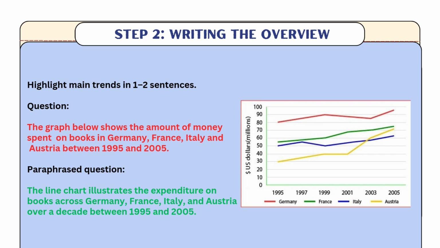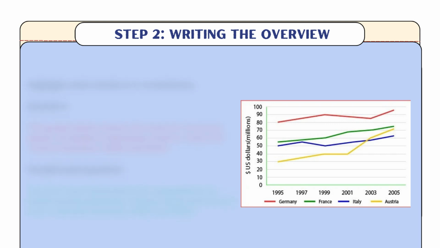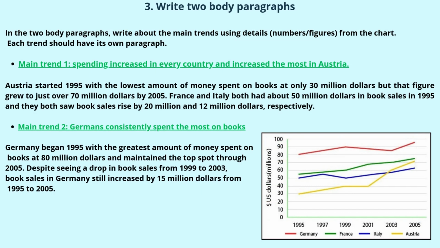Step 2 is writing the overview, where your task is to highlight the main trends in 1-2 sentences. For instance, the given question says, the graph below shows the amount of money spent on books in Germany, France, Italy, and Austria between 1995 and 2005. Now, if we paraphrase the question, it means if we rewrite the question in our own words, it will look like the line chart illustrates the expenditure on books across Germany, France, Italy, and Austria over a decade between 1995 and 2005.